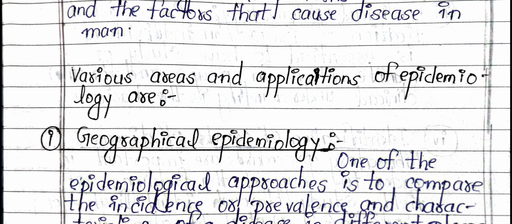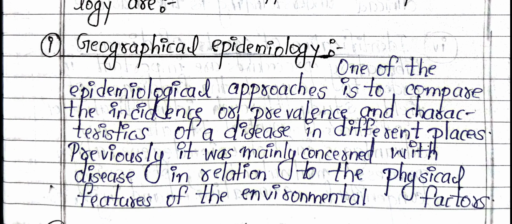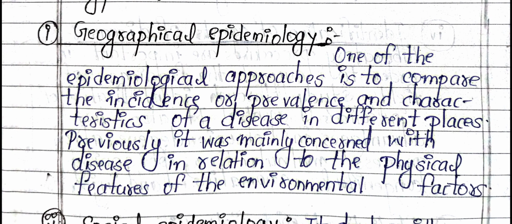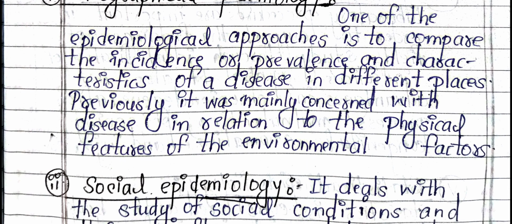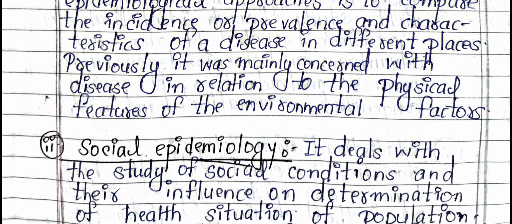Various areas and applications of epidemiology are as follows. Geographical epidemiology: one of the epidemiological approaches is to compare the incidence or prevalence and characteristics of a disease in different places. Previously, it was mainly concerned with diseases in relation to the physical features of environmental factors.